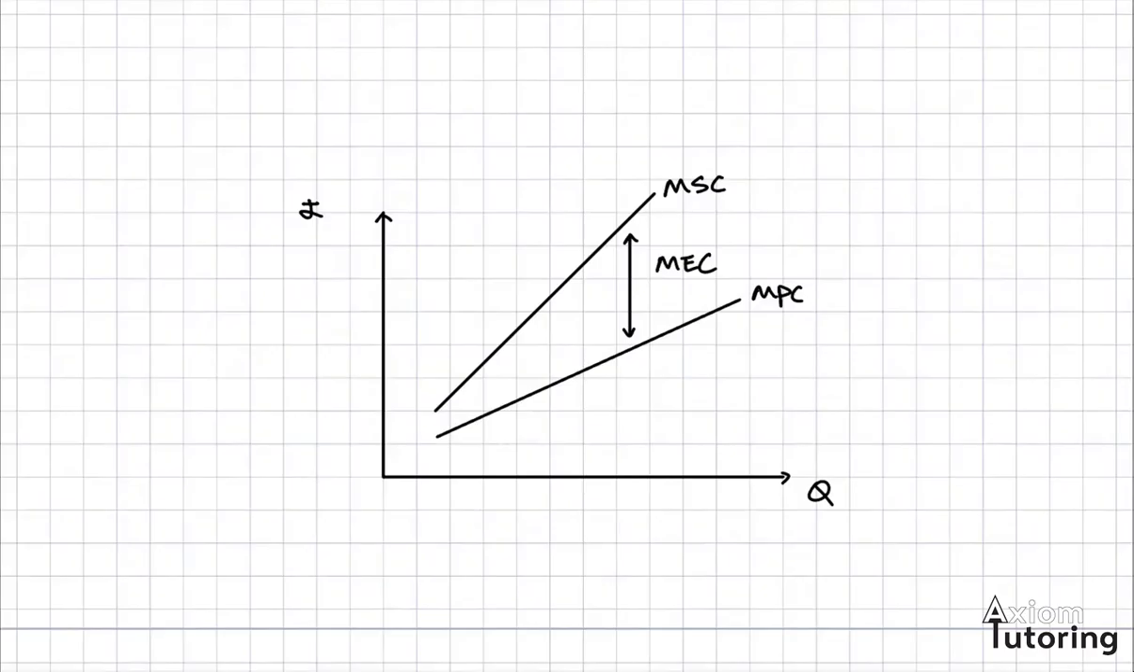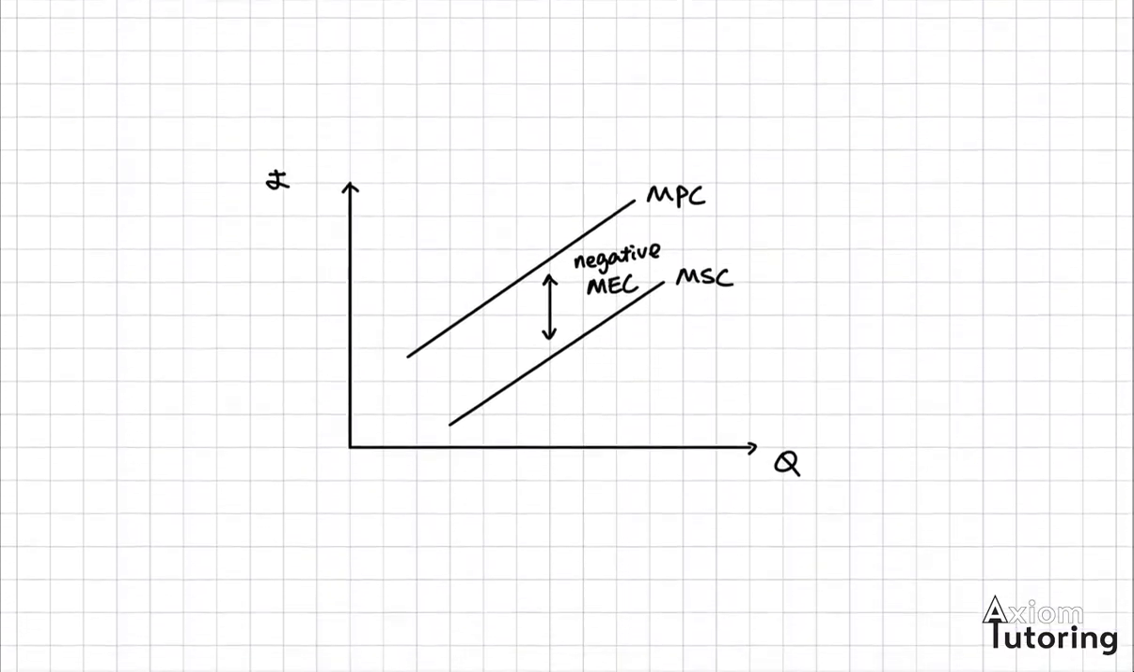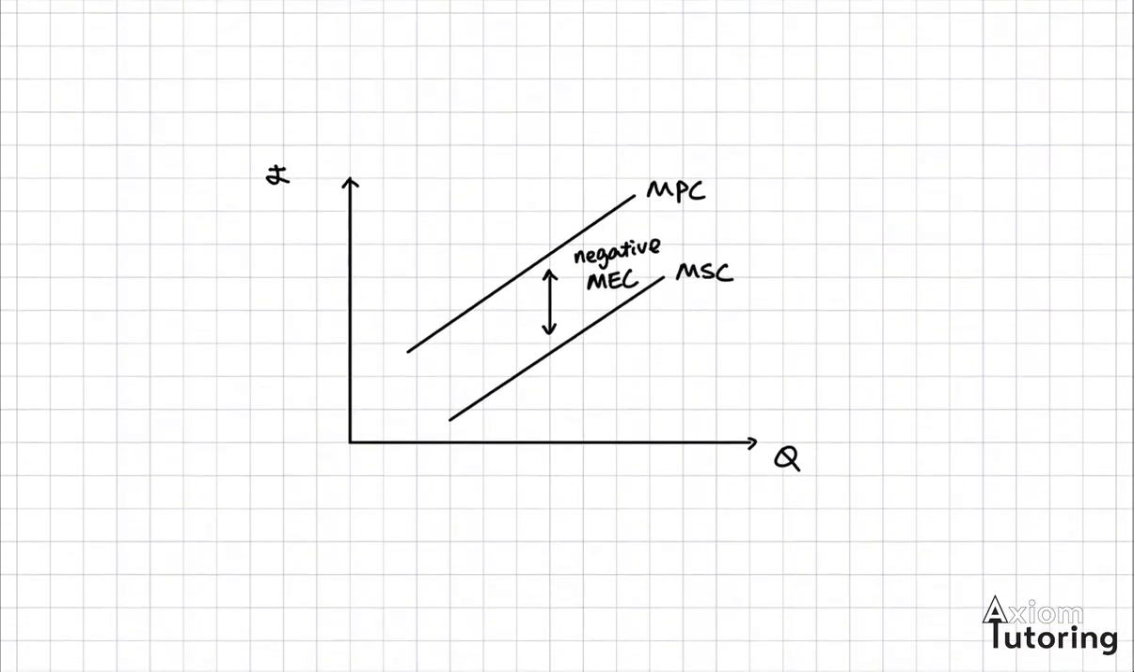Now, let's draw a third diagram with marginal private cost above marginal social cost for every unit of output. When marginal private cost is above marginal social cost, there is external benefit of production. Now, we know that marginal social cost is the sum of marginal private cost and marginal external cost. But now, marginal external cost is negative, meaning that there is marginal external benefit. So MSC becomes lower than MPC.